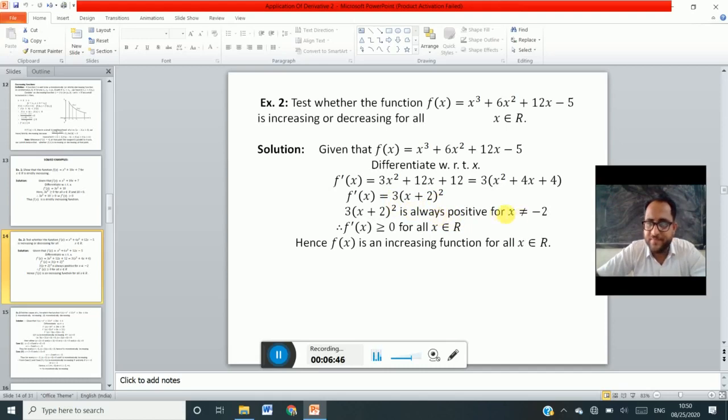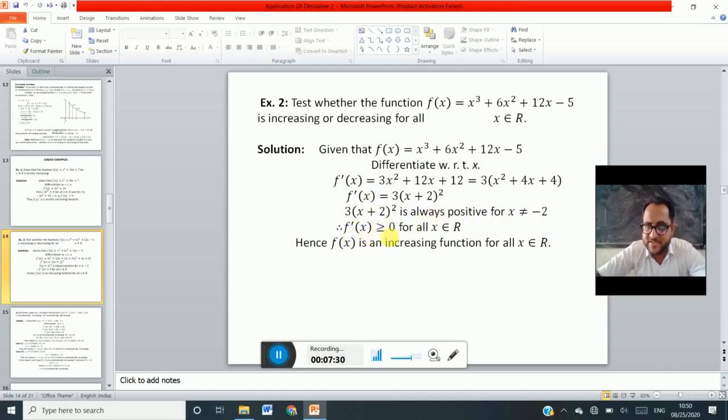But if we consider excluding x equals -2, that is x not equal to -2, then for all other x this should be positive, right? If we consider x = 1, 1 + 2 is 3, 3 squared is 9, 9 into 3 is 27, positive. If we consider any negative number, say -3 + 2 is -1, squared is 1, 1 into 3 is 3, so positive, right?